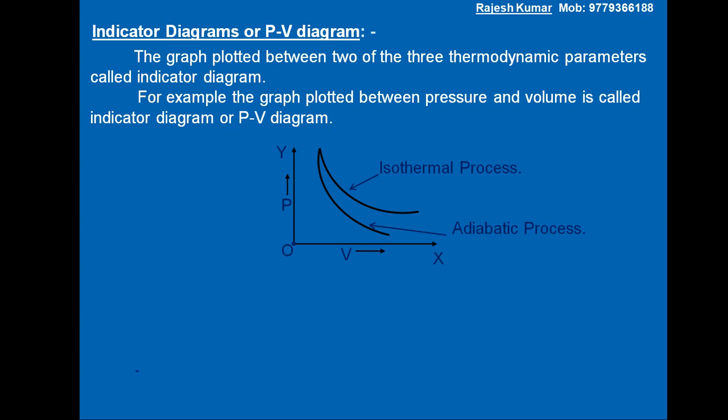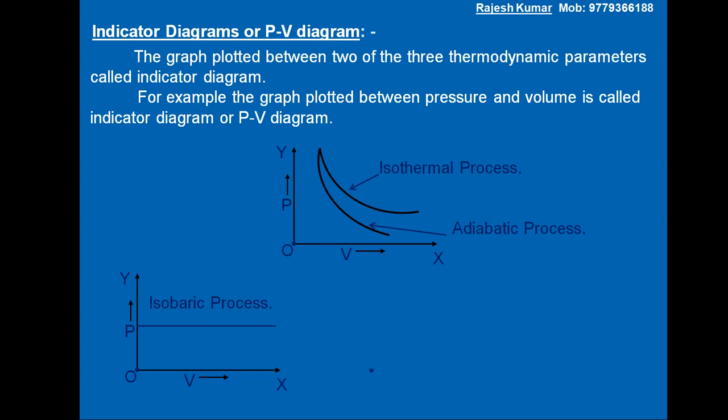Now next, again suppose this point is origin O, this is the x-axis and this is the y-axis. Along the x-axis we plot volume V, along the y-axis we plot pressure P. This is the PV graph for the given process, and this type of process is called isobaric process as pressure remains constant for this process.